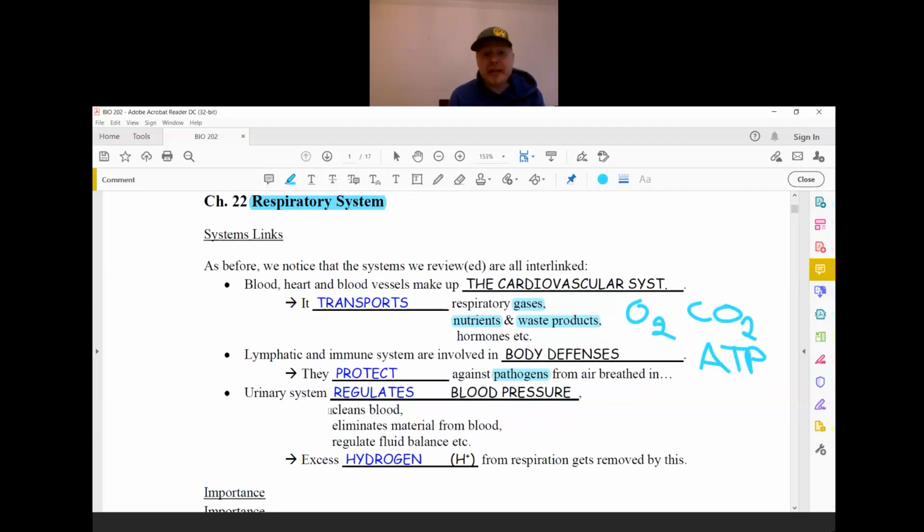We also talked about the urinary system, and we saw the urinary system's main function was blood pressure regulation. In addition, we had a bunch of other functions such as cleaning the blood, eliminating materials from the blood, and regulating the fluid balance throughout the body. What the urinary system really does as it relates to the respiratory system is that any hydrogen ions that we cannot breathe out through the respiratory system, as a byproduct of cellular respiration, we get rid of by the kidneys. So it does play an important role there as well.